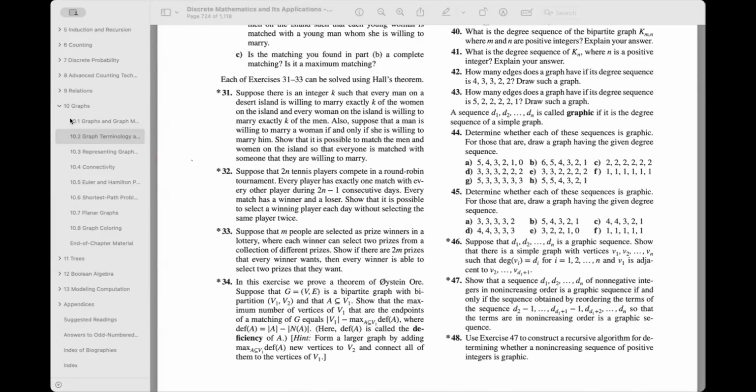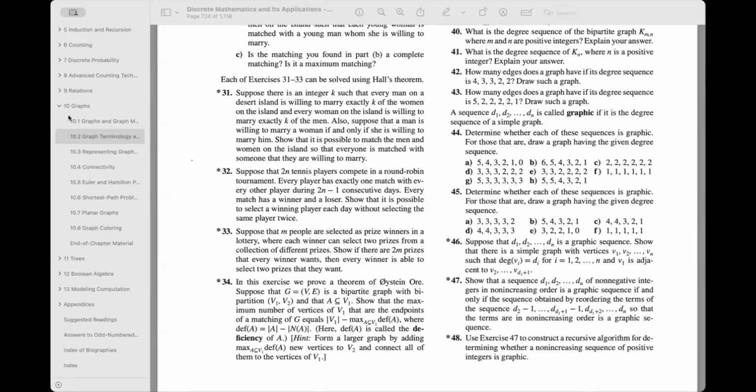Let, interesting, okay. Sorry, I'm struggling a bit. Let the subset V1, I'll say V1 is the set of men, let that be equal to M1 up until MK. So K men altogether.